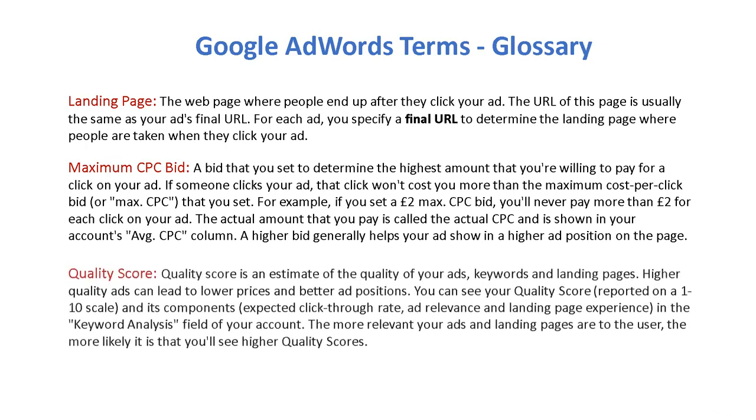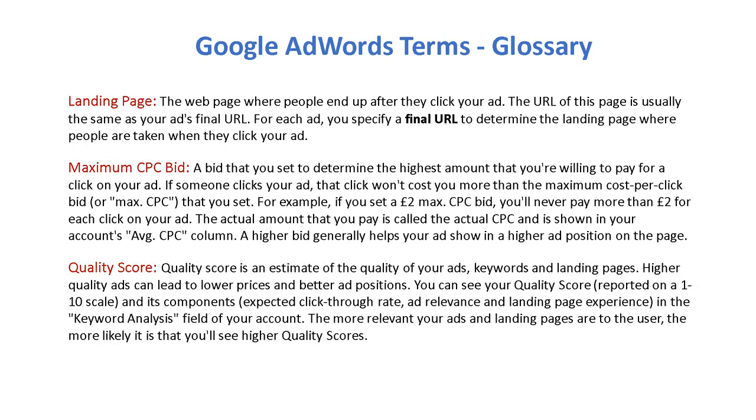Quality score. Quality score is an estimate of the quality of your ads, keywords, and landing pages. Higher quality ads can lead to lower prices and better ad positions. You can see your quality score, which is reported on a 1 to 10 scale, and its components, expected click-through rate, ad relevance, and landing page experience, in the keyword analysis field of your account. The more relevant your ads and landing pages are to the user, the more likely it is that you'll see higher quality scores. Quality score is an aggregated estimate of your overall performance in ad auctions and is not used at auction time to determine ad rank.